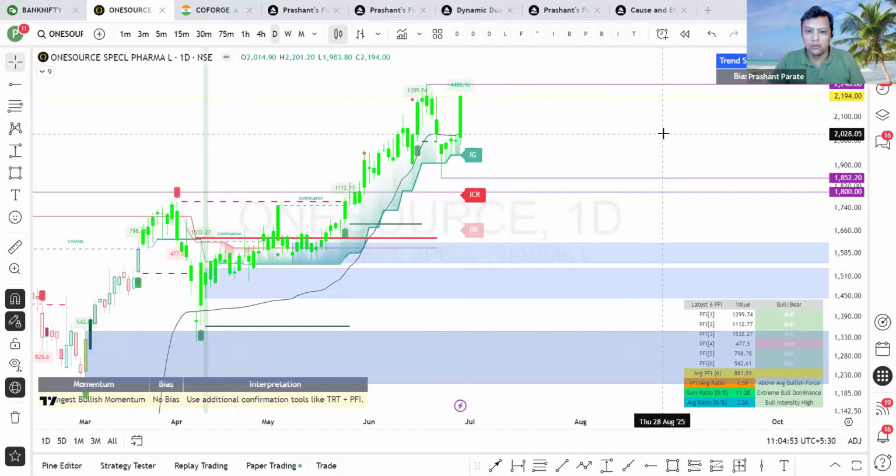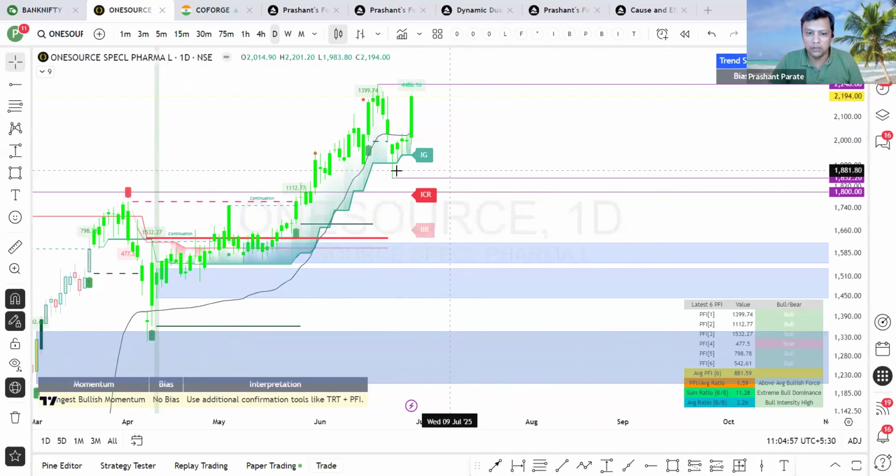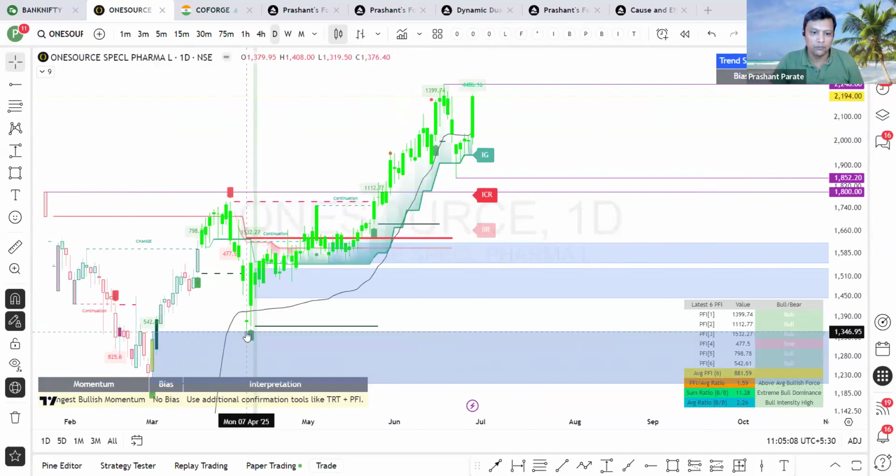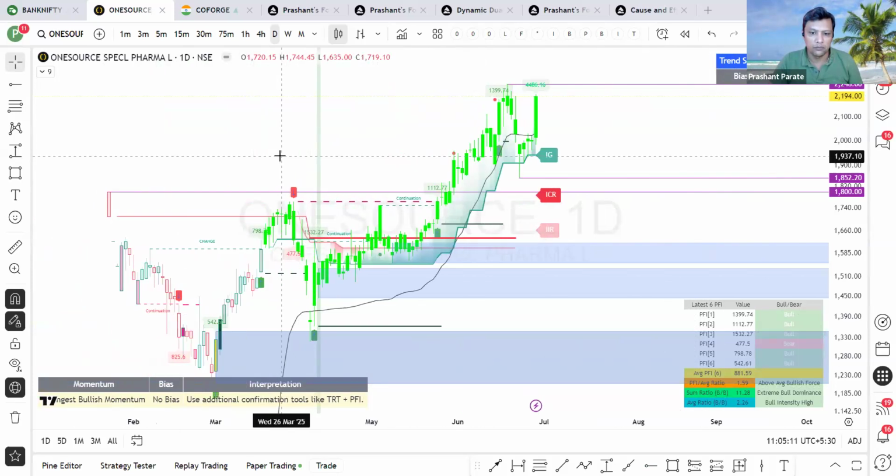So if they want to go for reaccumulation, that is the schematic. It can be buying climax, AR, secondary test. It is strong. It may go sideways, create a spring, remove these people, and then a fresh up move may start. Okay, sir, so this is one source.